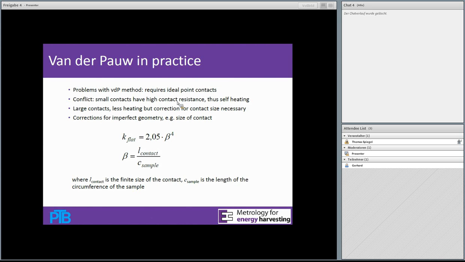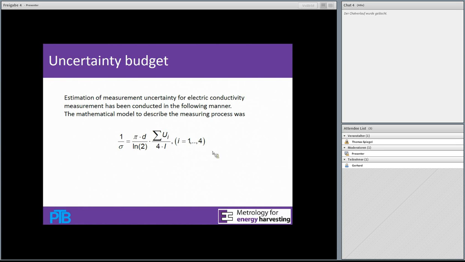So there are some other corrections that can be applied with regard to these contact points. The method requires ideal point contacts, but as I told you, there is a conflict. Small contacts have high contact resistance and self-heating. So if you have large contacts, you have less heating, but you need a correction for the contact size. And also there, the theory gives some estimate for the additional uncertainty of the size of the contact, where the ratio of the actual diameter of the contact to the circumference of the sample is a factor beta, and with that formula you can also calculate some correction factor or additional uncertainty contribution for the uncertainty of the Van der Pauw measurement.